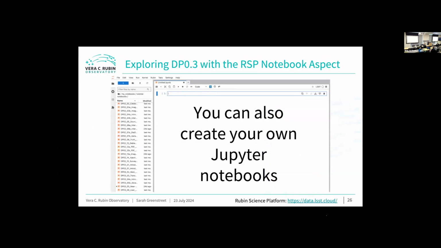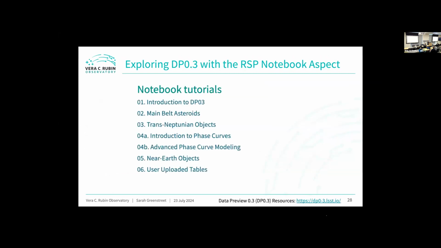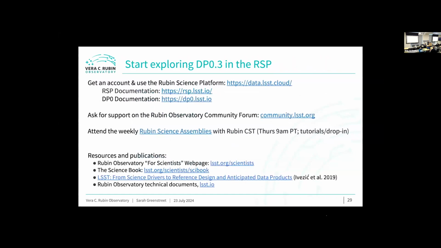And you can also create your own Jupyter notebooks. So you can look at the tutorials, or you can start building your own tools and notebooks that will allow you to start exploring DP0.3 and get ready for the data set once it is here. So the notebook aspect gives you a little bit more in-depth analysis opportunities. It comes with some pre-installed libraries that include things like SVPy, and you can also install your own tools, and you've got compute resources allocated as well. And again, there's a number of these notebook tutorials.